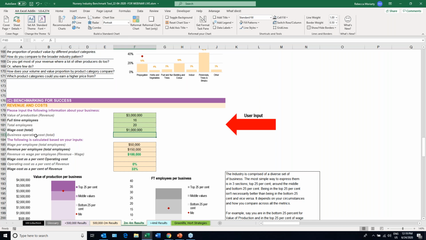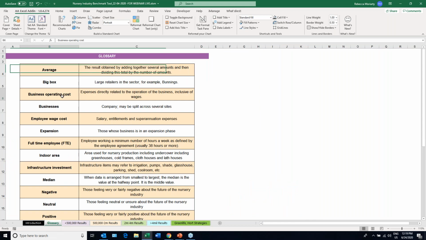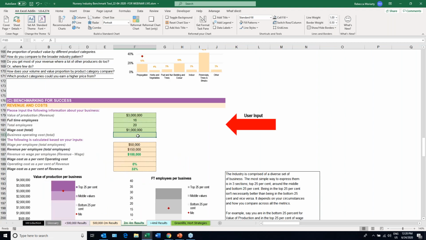And total operating costs. If you're interested to know what that means, just go back to the glossary here and we can see it's expenses directly related to the operation of the business, inclusive of wages. So in the questionnaire, this was deliberate. We just wanted that big number. We didn't really need it disaggregated. We just wanted the one number. So for this example, I'll just put in 2.3.